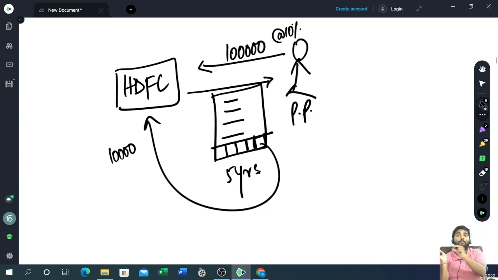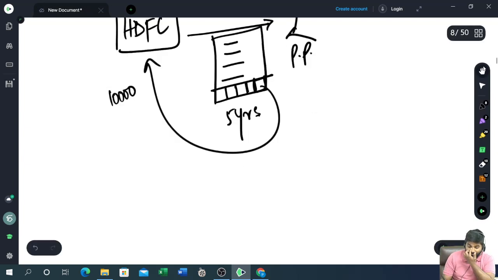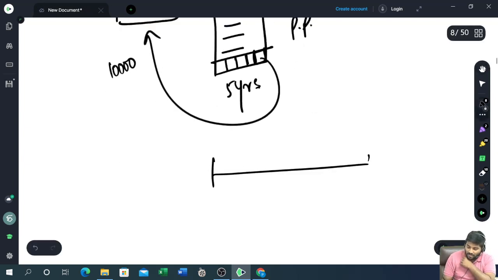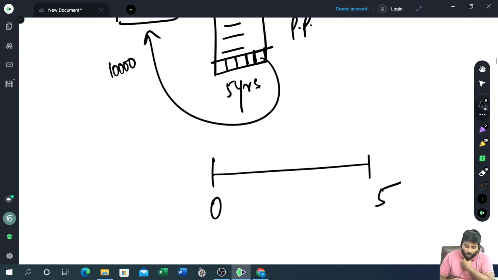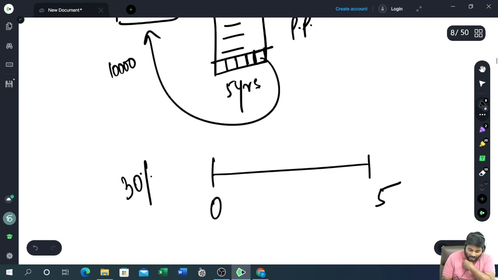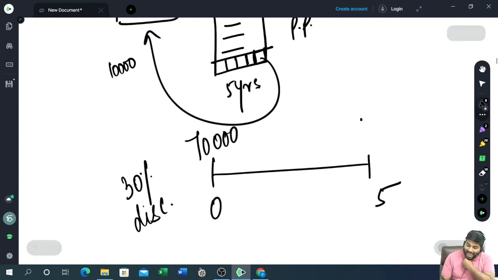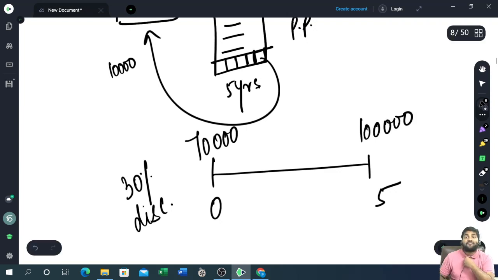Now zero coupon bond, matlab how many coupons or how many interest you will get? Zero. You are not going to get regular interest payment. So will you lend the money? The answer is yes. I'll show you why. So what happens is, HDFC Bank is issuing a zero coupon bond at 30% discount. So I need to pay 70,000 today and the bank is going to pay me 1 lakh after 5 years.